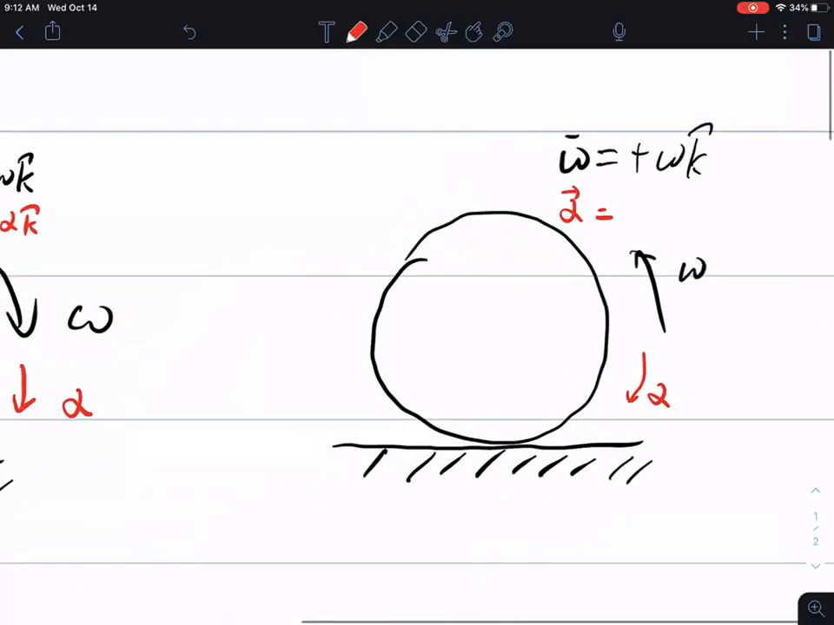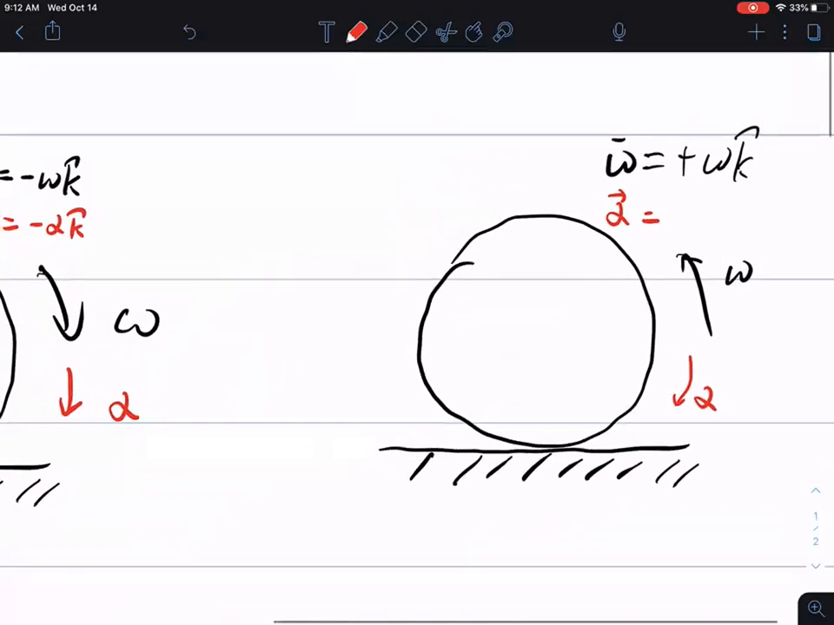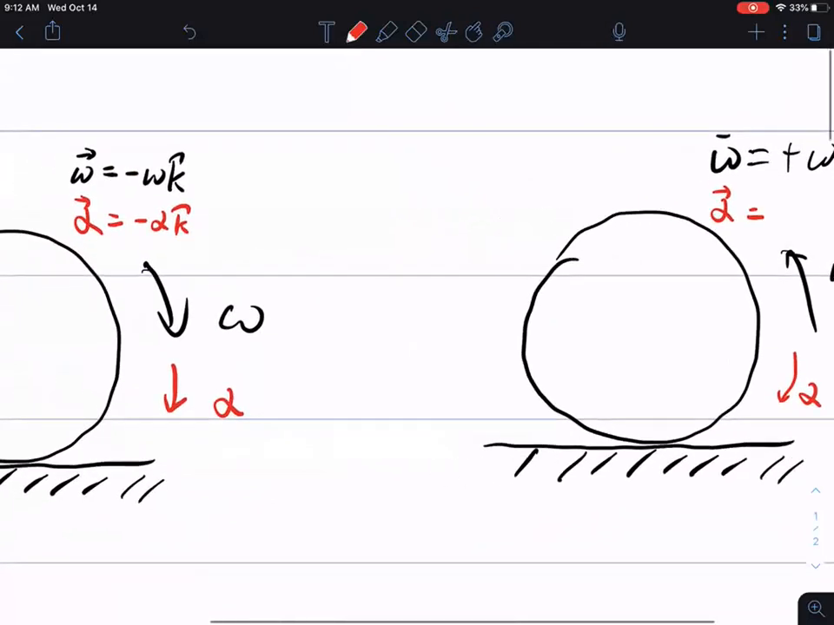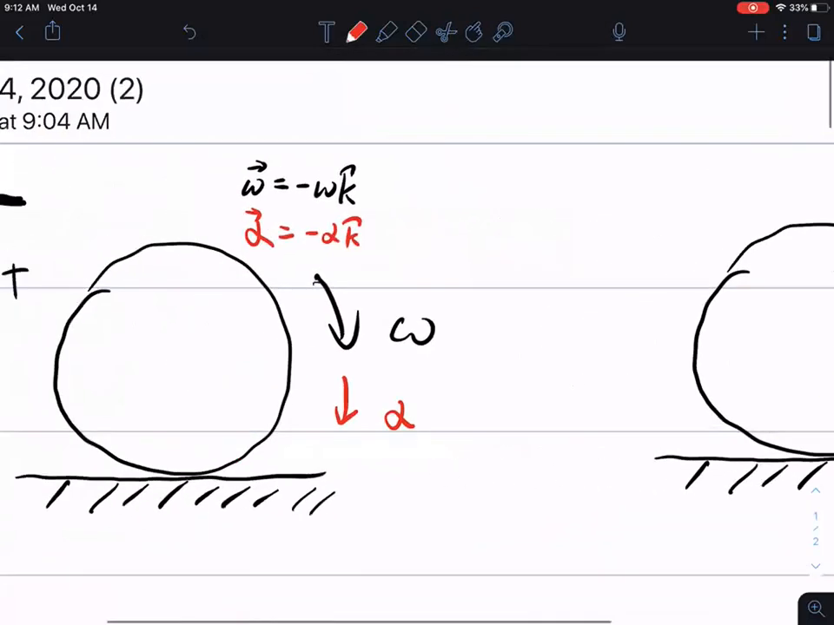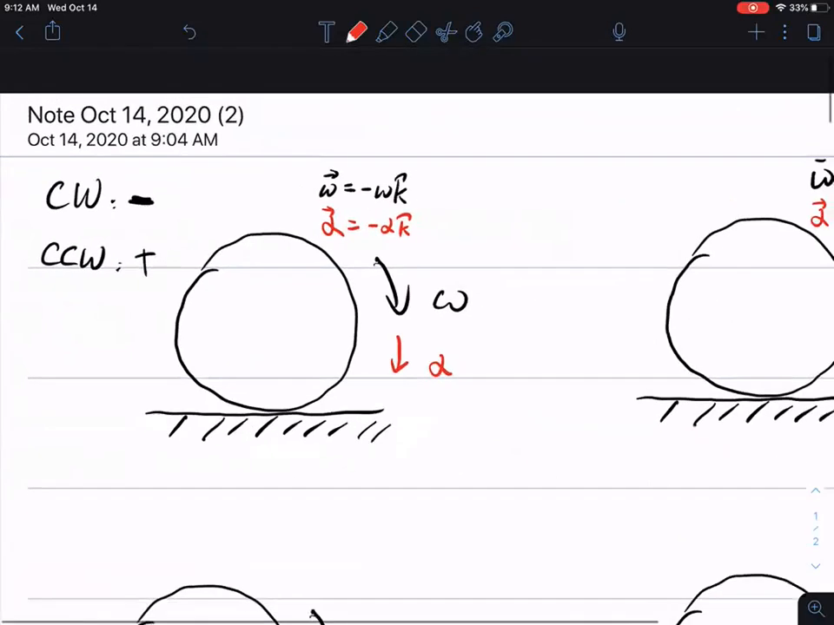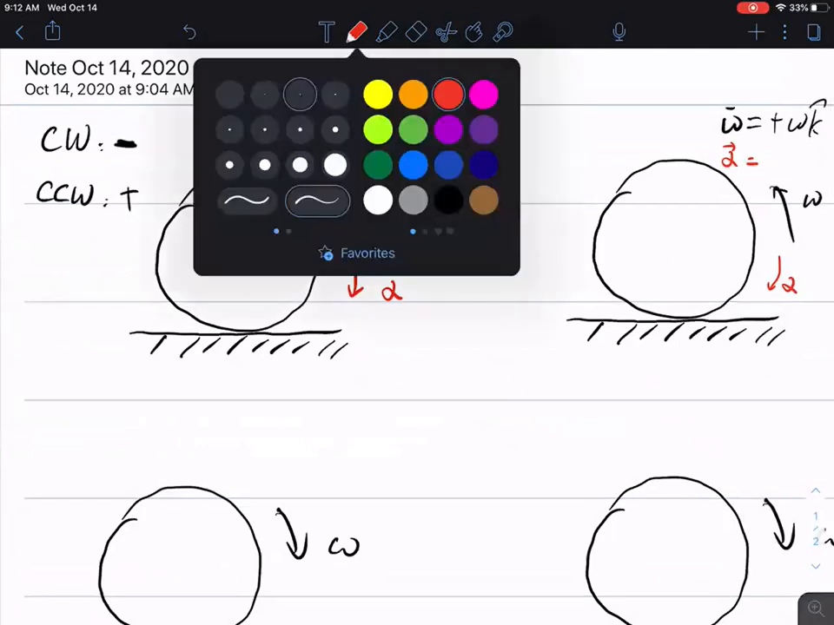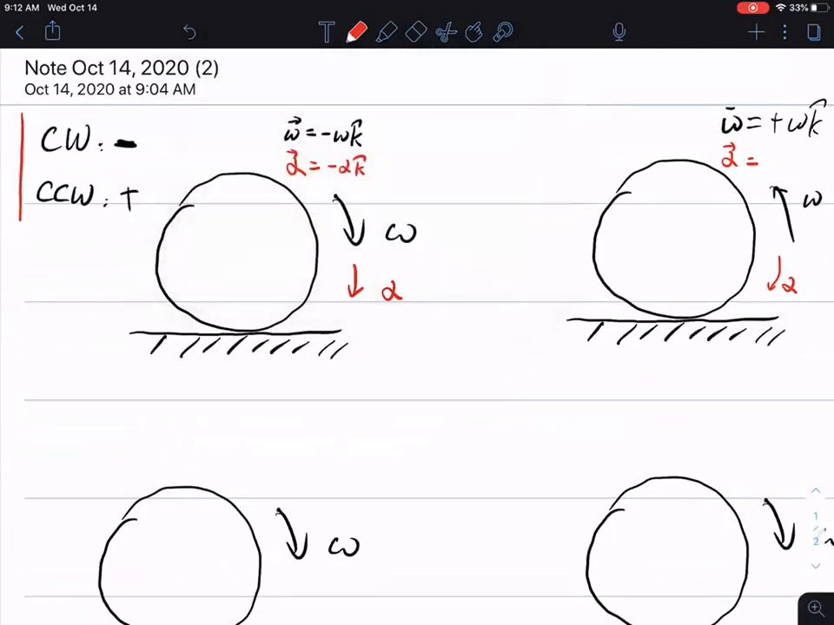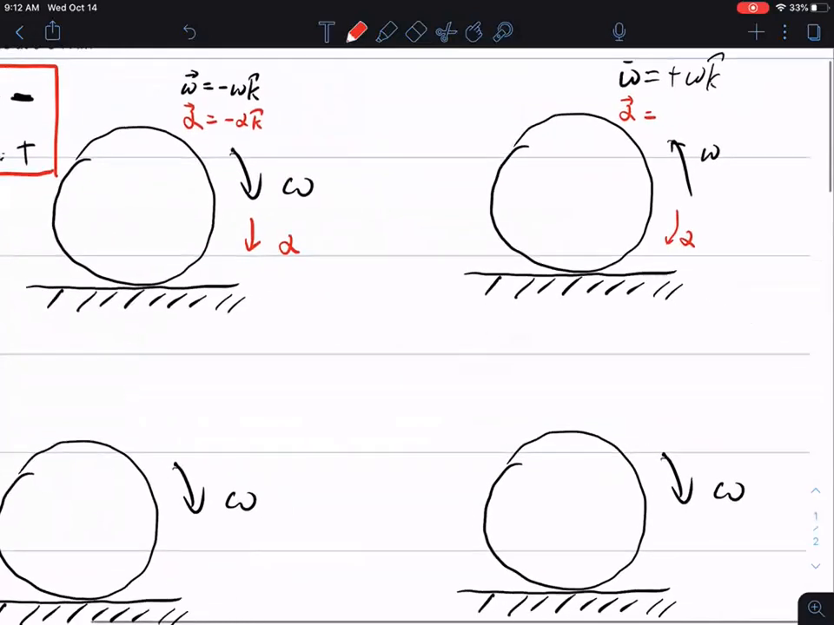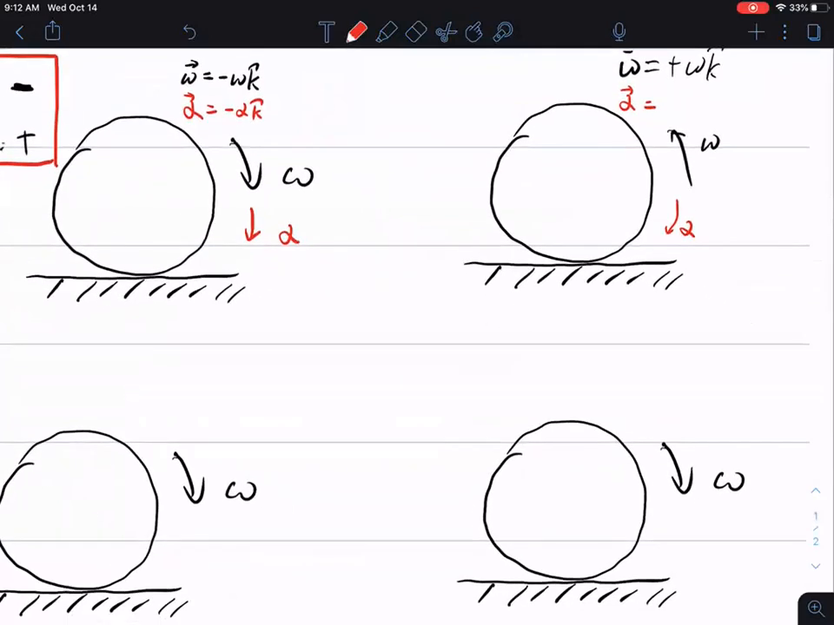Okay, so the sign for omega and alpha all depends on its rotation direction. Counterclockwise is positive, clockwise is negative. Let me highlight this, it's a mouthful. So here we should have alpha equals negative alpha k.